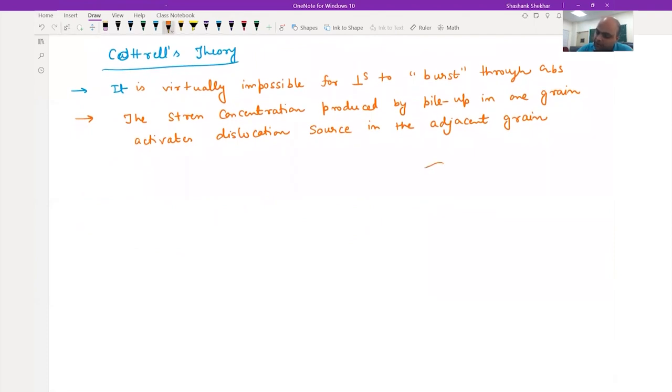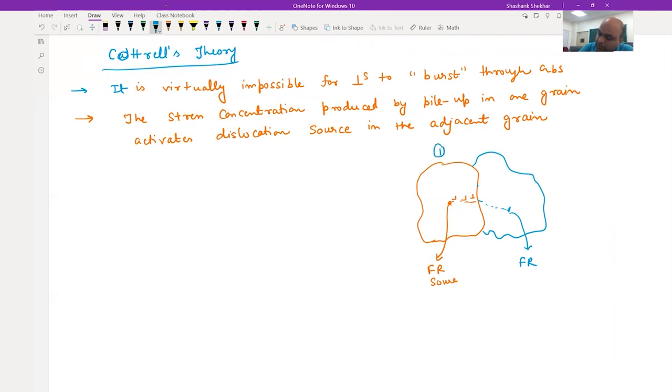Okay, so if you have, say, a grain and you have a Frank-Read source, FR source, here, you then have a pile-up of dislocations, something like this. Okay, so in the neighboring grain, somewhere here, say you are activating a Frank-Read source. So if it is grain number one, this is grain number two. Because of the stress concentration in the leading dislocation, you are activating a Frank-Read source in the neighboring grain, say at a distance of R from the grain boundary. So this particular distance here is, say, R.